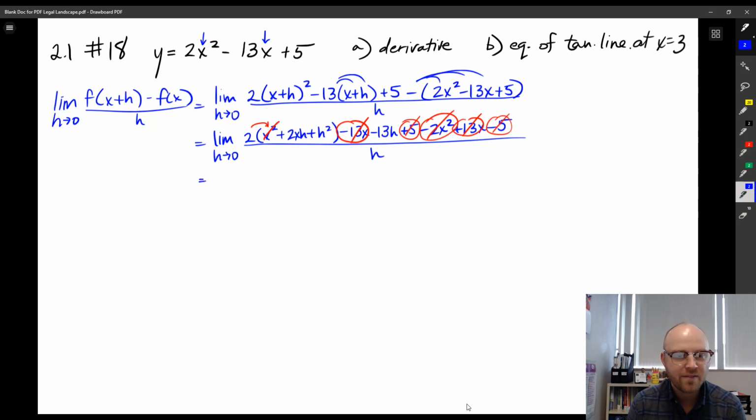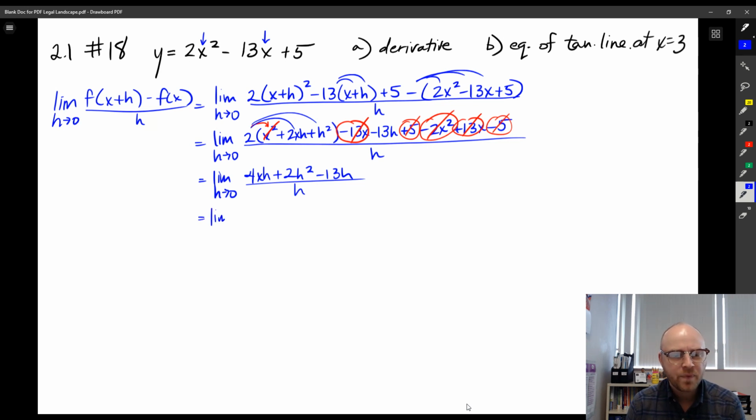So let's see what we have now. A limit as h goes to 0 of, well, this will be 4xh. This will be 2h squared. And we also have a minus 13h left over to the right. That's all over h. All 3 remaining terms in the numerator have an h in them.